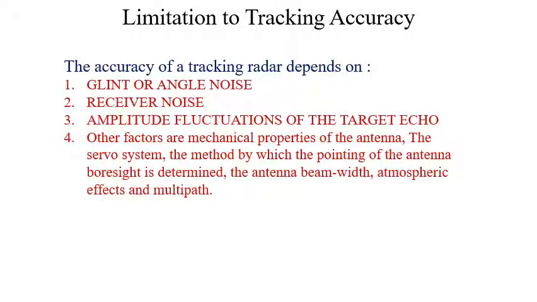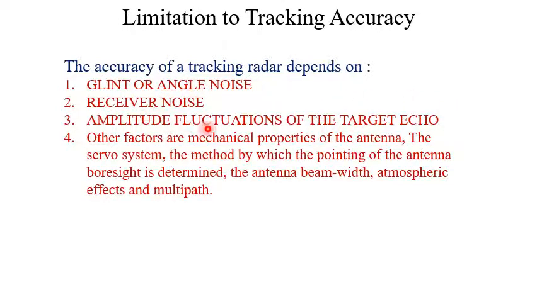Now we will consider the limitations to tracking accuracy. What are the factors that control the accuracy of tracking? The accuracy of a tracking radar depends on several factors. First one is the glint or angle noise. Second one is the receiver noise. And third one is the amplitude fluctuations of the target echo. And these three are most important.